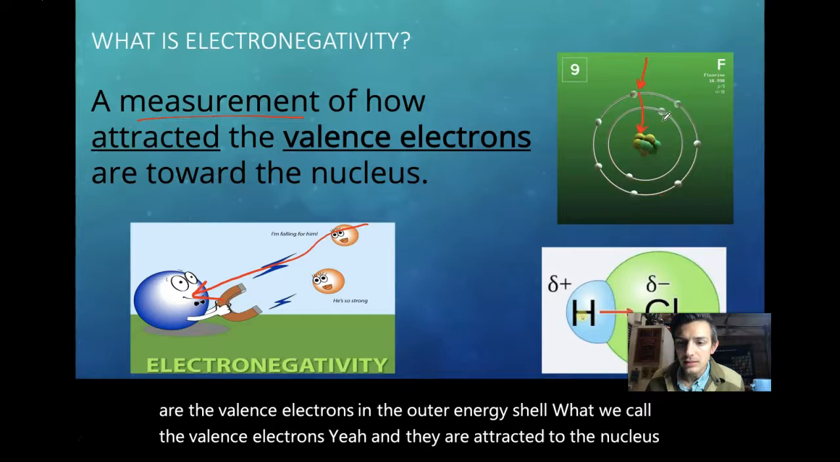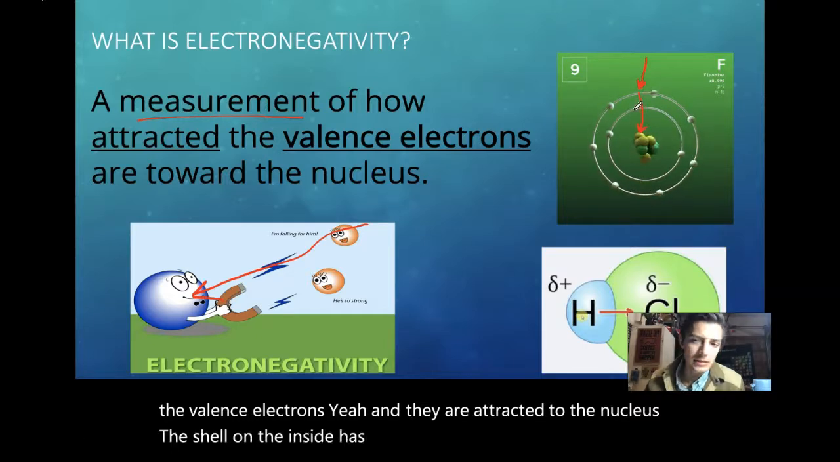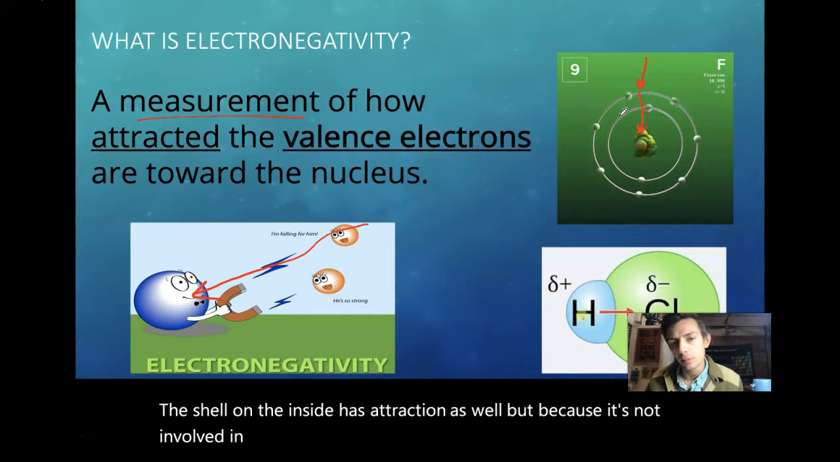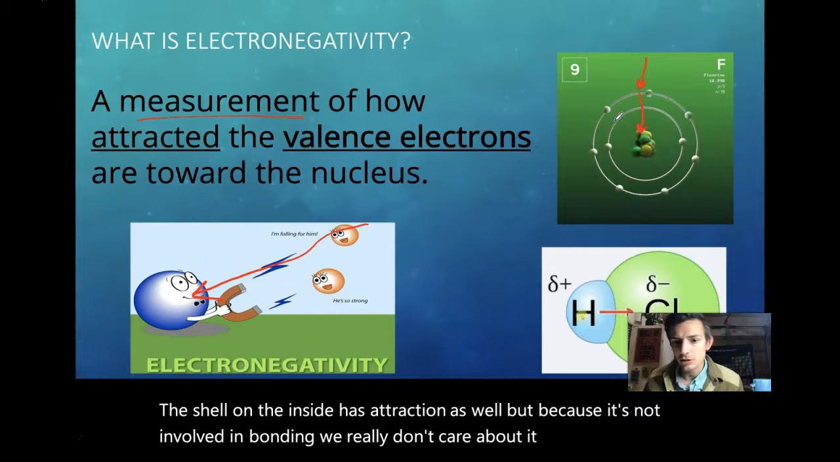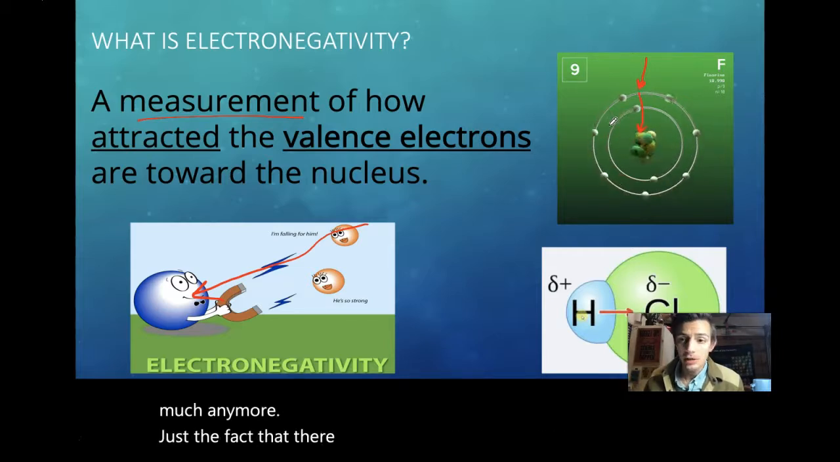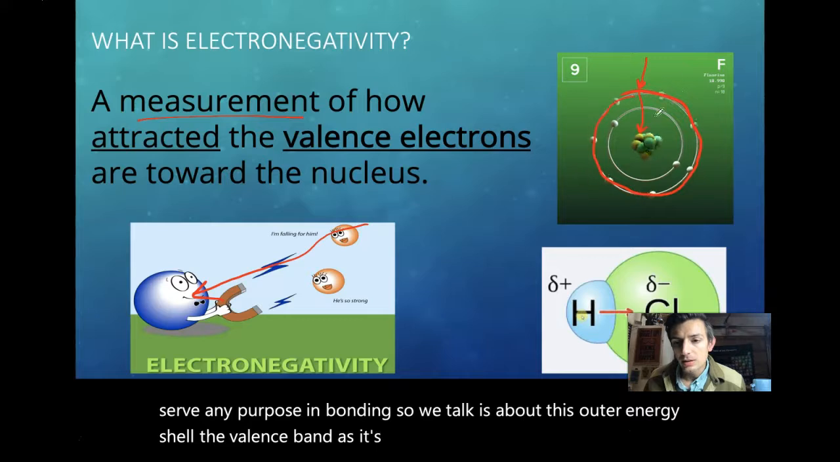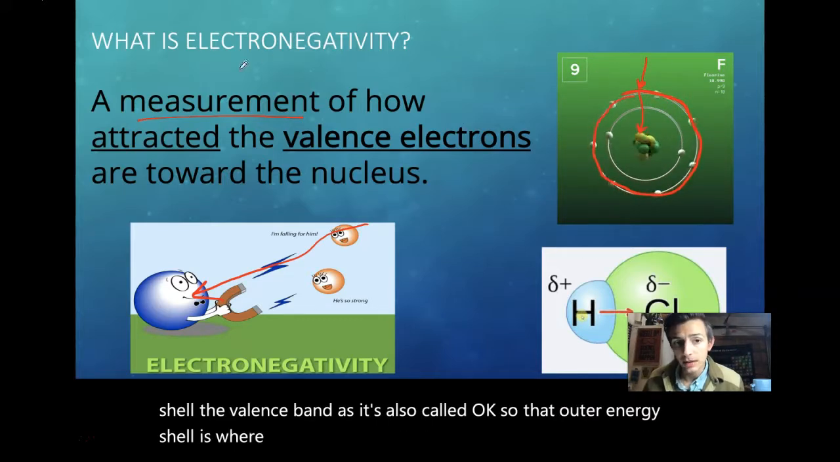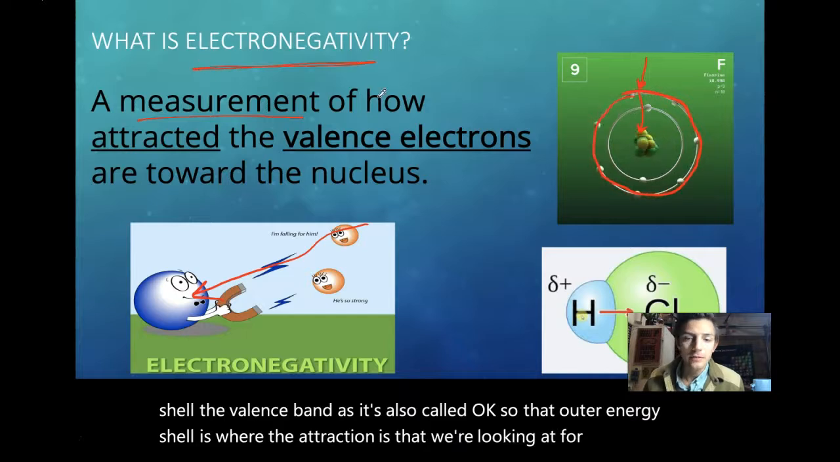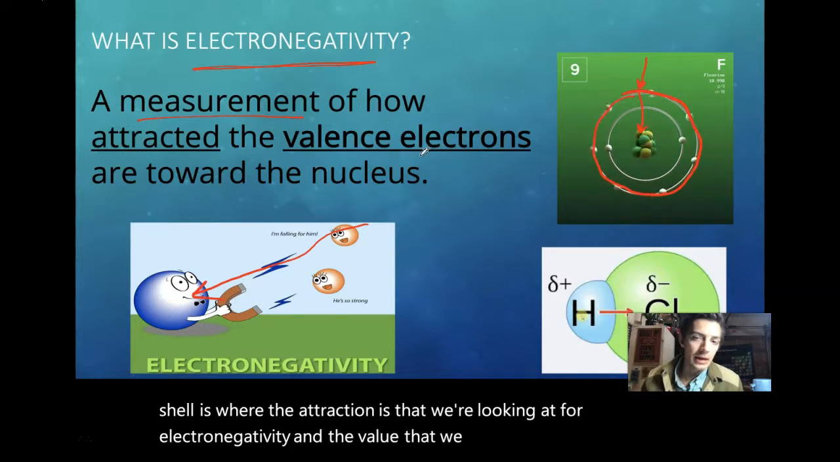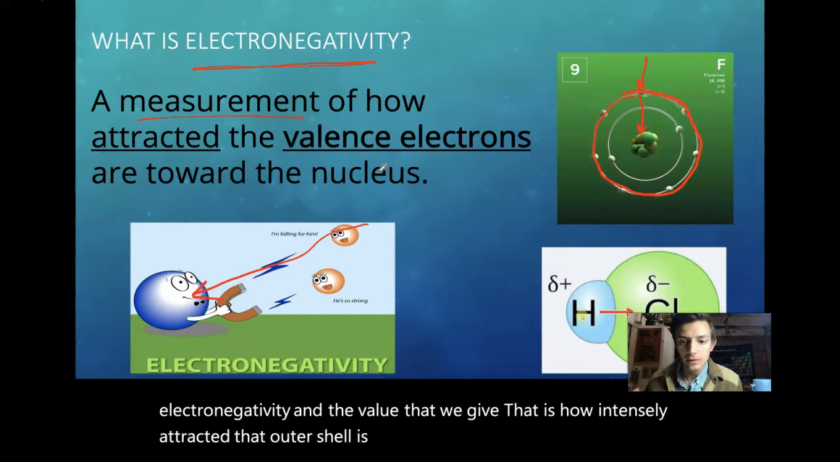The shell on the inside has attraction as well, but because it's not involved in bonding, we really don't care about it much anymore. Just the fact that they're there is important for charge, but they don't really serve any purpose in bonding. So we always talk about this outer energy shell, the valence band, as it's also called. That outer energy shell is where the attraction is that we're looking at for electronegativity, and the value we give is how intensely attracted that outer shell is to the atom itself.